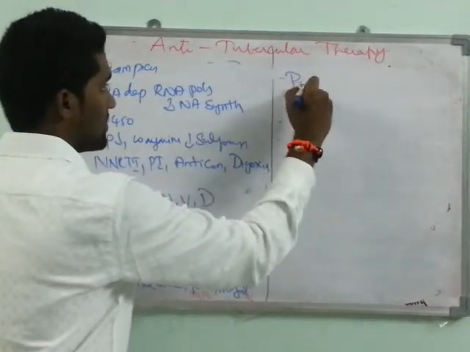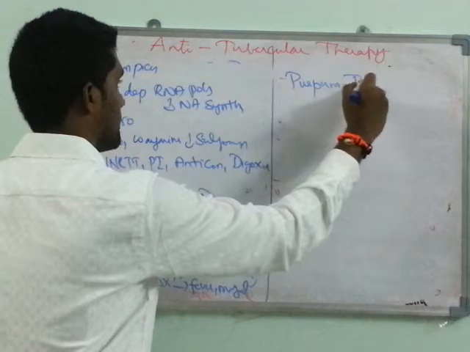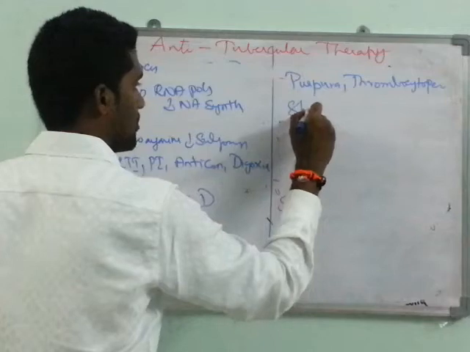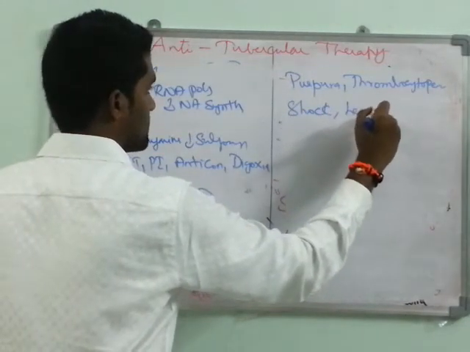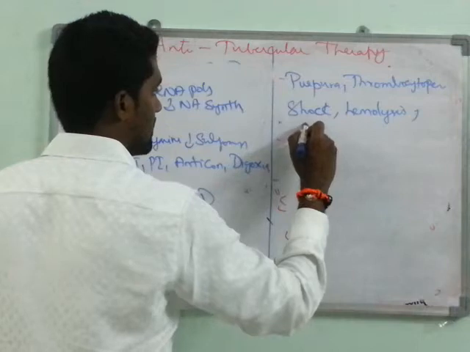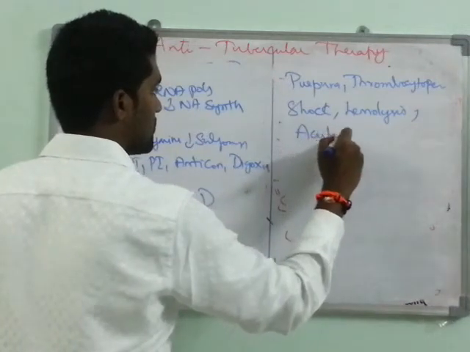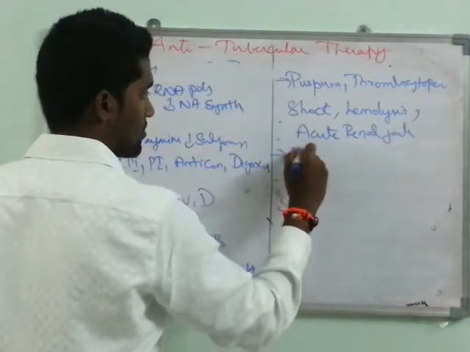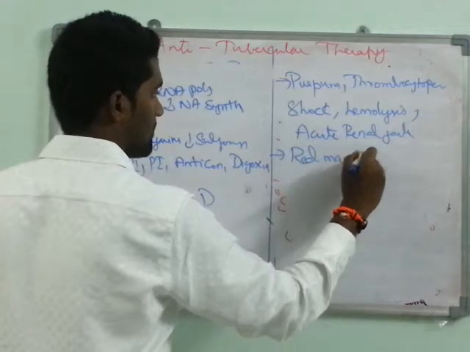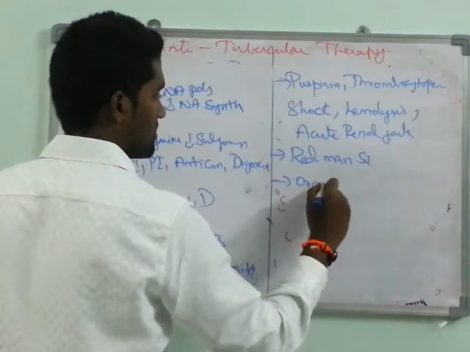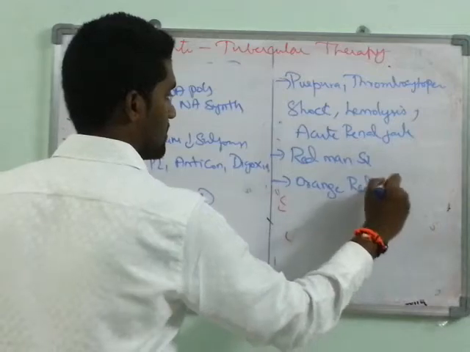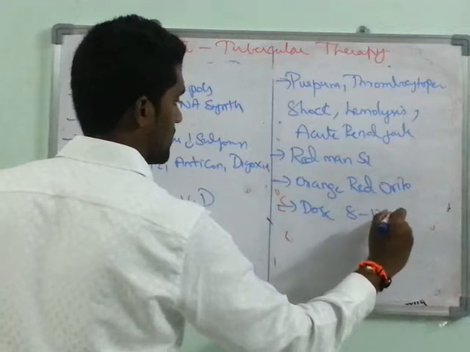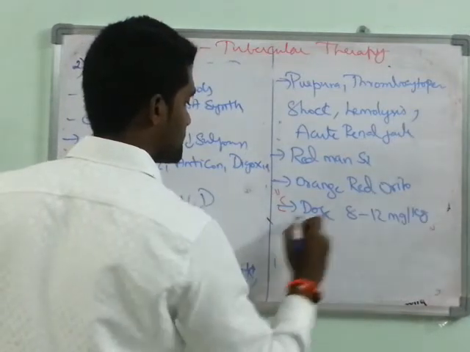Another important thing is they can precipitate purpura, thrombocytopenia, result in shock, hemolysis or hemolytic anemia, and finally can cause acute renal failure. It is also known to cause red man syndrome, orange red urine. Dose of rifampicin is 8 to 12 mg per kg.